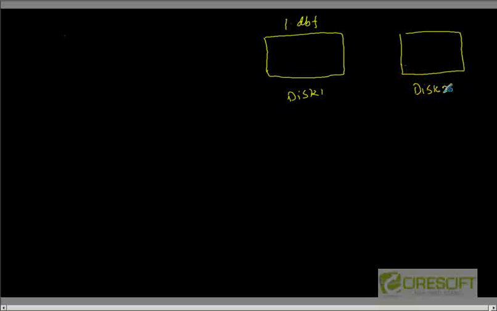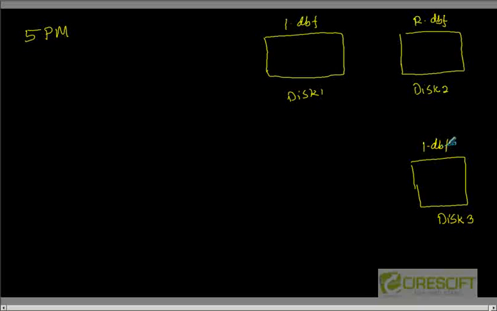Let's say I have my database file called 1.dbf, and this is on disk 1. Then I have another file in disk 2, and I call that one r.dbf. Every day at 5 p.m. I am copying this 1.dbf to another disk called disk 3. Disk 3 will be exactly a copy of 1.dbf at 5 p.m. That means at 5 p.m., 1.dbf on disk 1 and 1.dbf on disk 3 are the same.